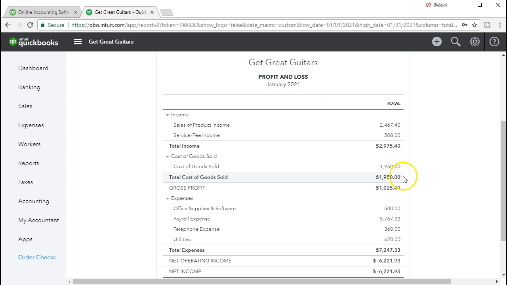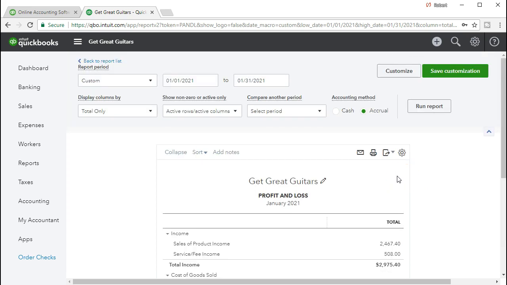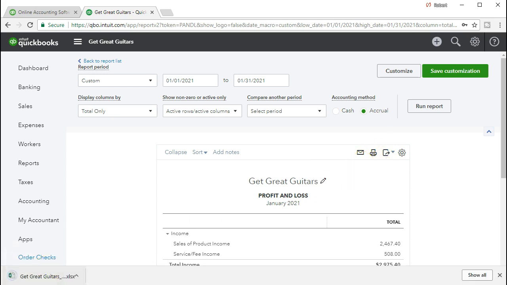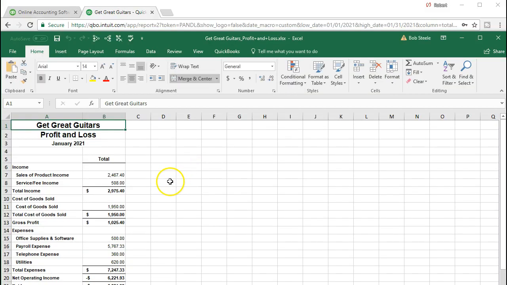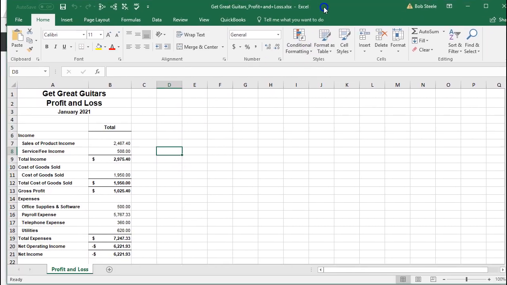We're going to go ahead and then print this out, or export it. We're going to export this once again. So we're going to select export and export to Excel. We're going to close this. We'll enable the editing, and there it is. So it all looks like it fits on one page. So we're just going to go ahead and save this information.